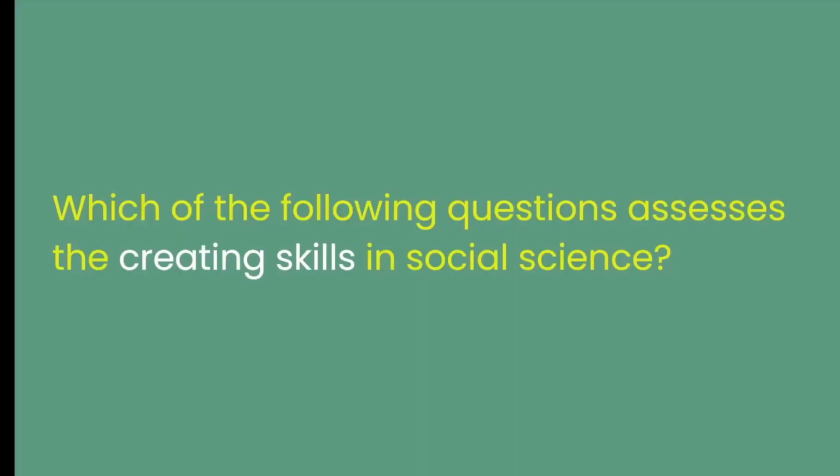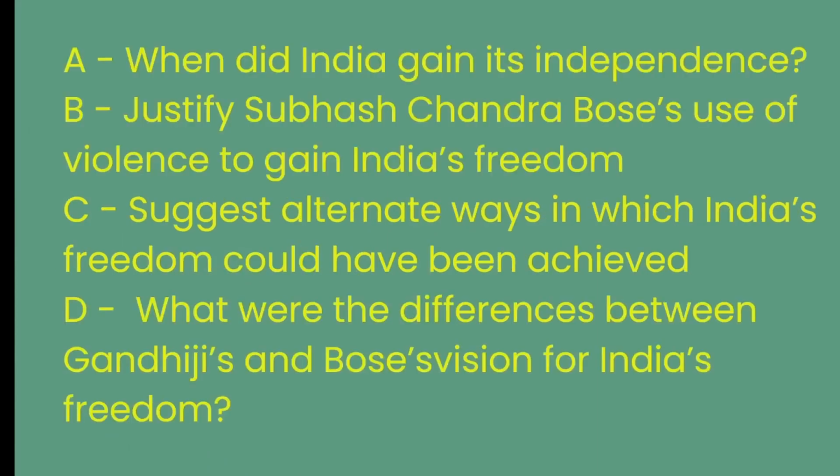Now, there haven't been any questions from creating that I have found, so I've just made up one on my own. Let's see that question. Which of the following questions assesses the creating skills in social science? A. When did India gain its independence? This is a remembering question, 1947. B. Justify Subhash Chandra Bose's use of violence to gain India's freedom. This is an evaluation question.